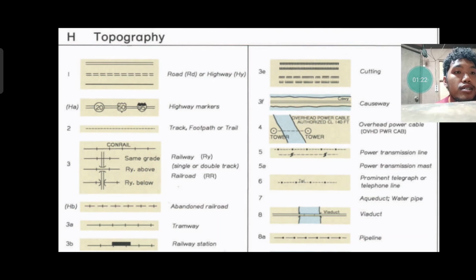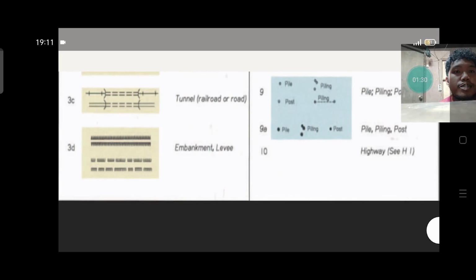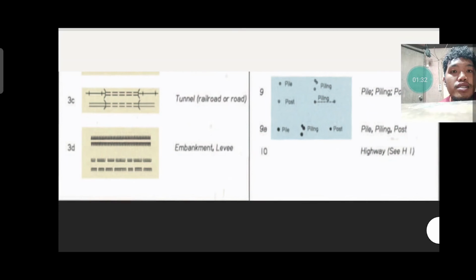The next is the prominent telegraph or telephone line. Next is the viaduct and the pipeline. So next is this symbol, the 3C, which is for tunnel, railroad or road. Next is the embankment.